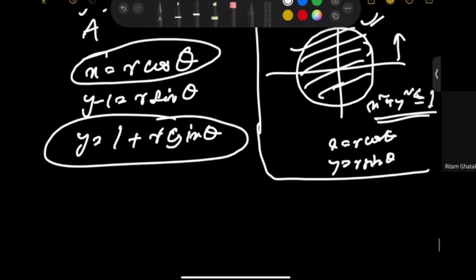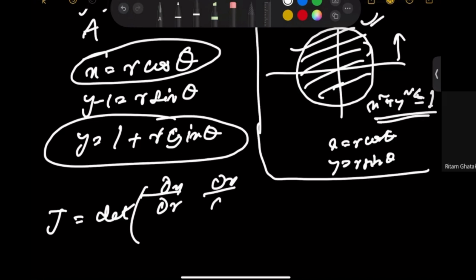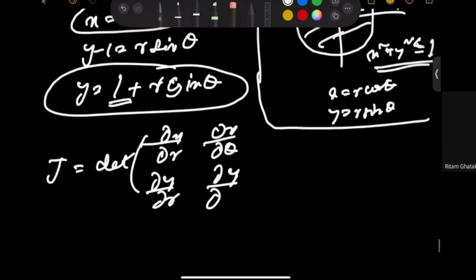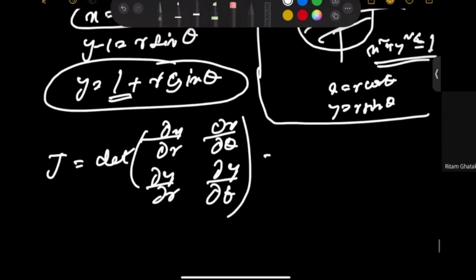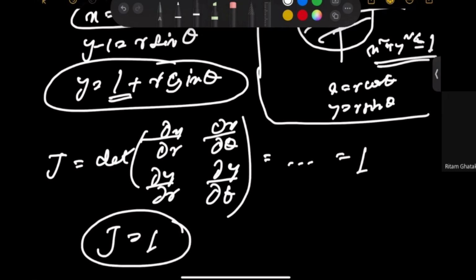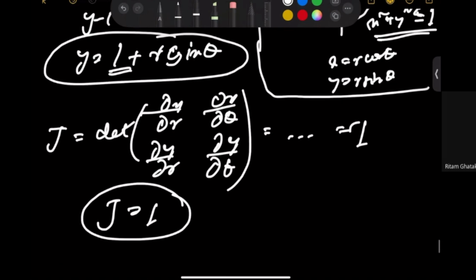And the Jacobian, the determinant of del x by del r, del x by del theta, del y by del r, del y by del theta, everything will be the same, because the only change is this plus 1, and constants have no effect when we differentiate. So the Jacobian will be just 1. Sorry, it's r, I think. J is just r, not 1.